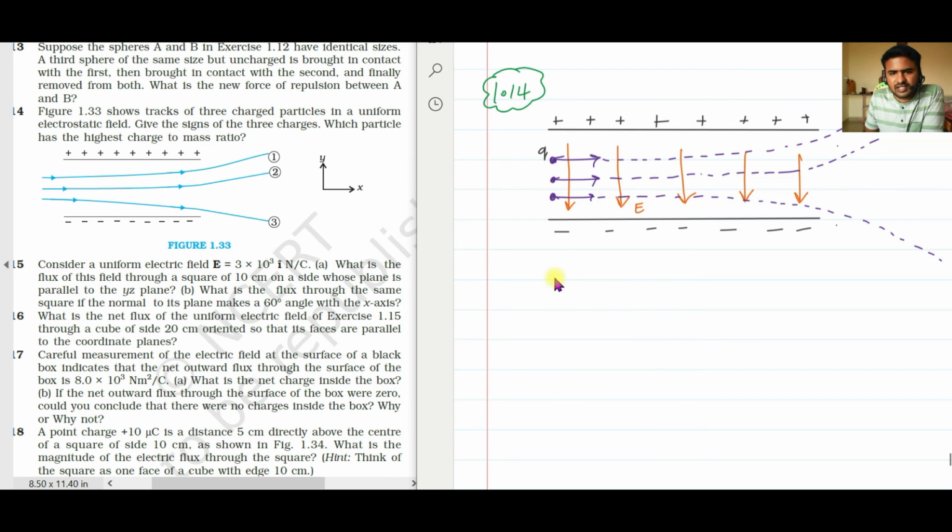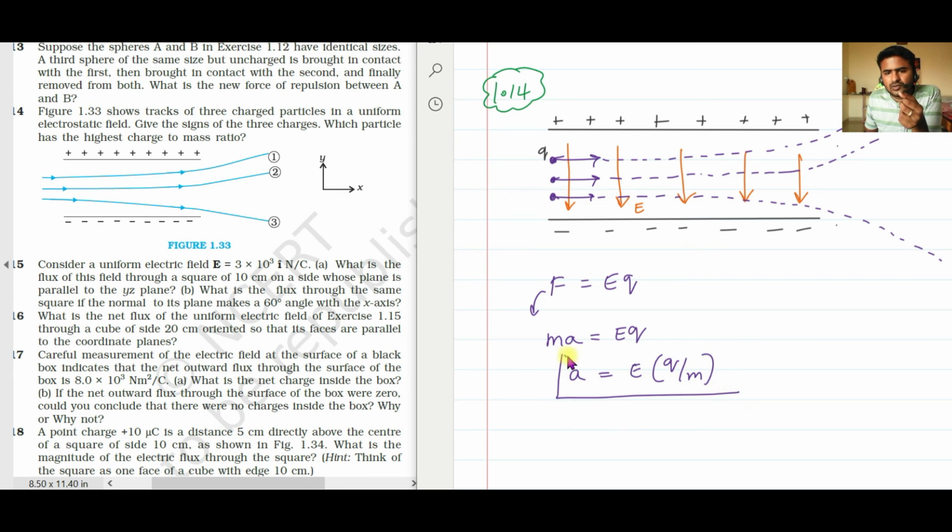So how much will be the force that the charged particle will experience? E into Q. If a charge Q is placed in a region of electrical field E, then it will experience a force of E into Q. Now this force can be written as mass into acceleration equals EQ. Therefore a is going to be E into charge divided by mass. Now whichever particle has greater charge by mass ratio value will have greater acceleration. So greater acceleration means what? That experiences greater force, therefore it will deviate maximum.